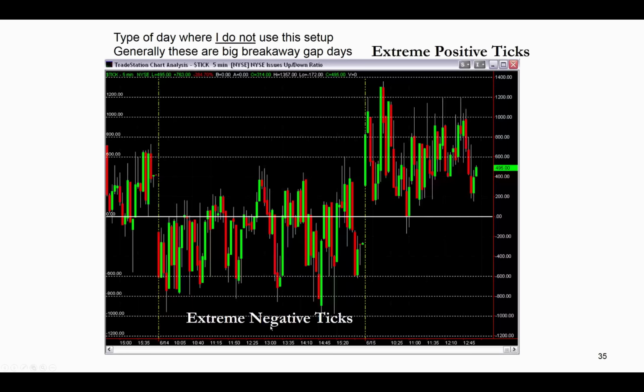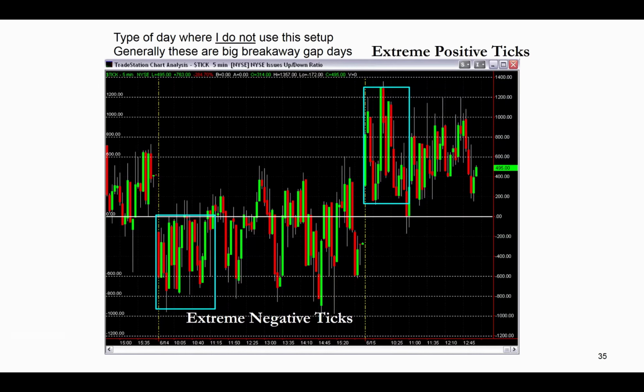And then this is an example of extreme negative ticks. So when you get something like this, where in the first 30 minutes of the day the ticks are just down, well, guess what? You're not going to do any tick fading that day. You're just going to go with it. And conversely, if in the first 30 minutes of the day the ticks are above zero, you're not going to fade on that day either, because the market's telling you very clearly early on in the session that it means business today.